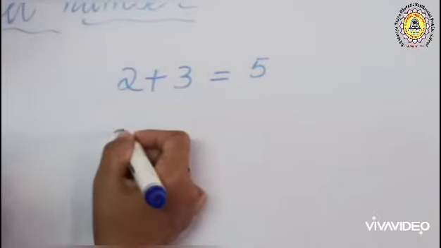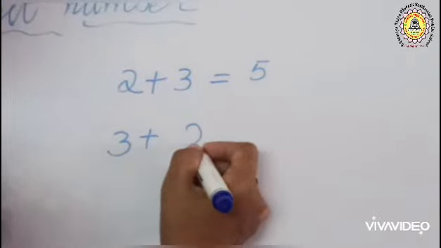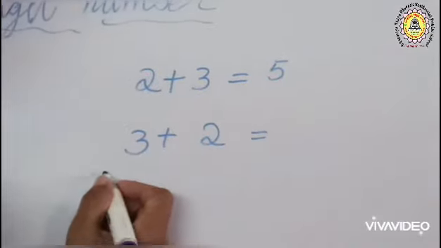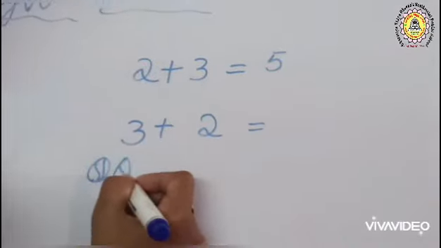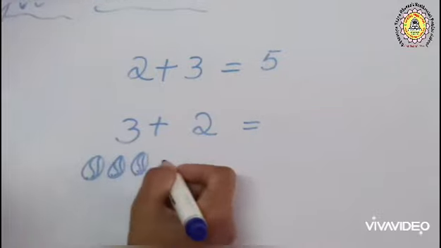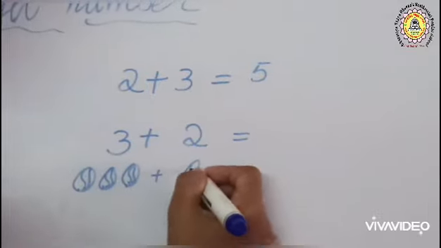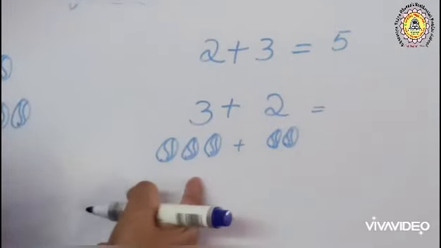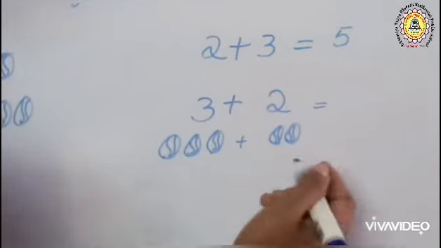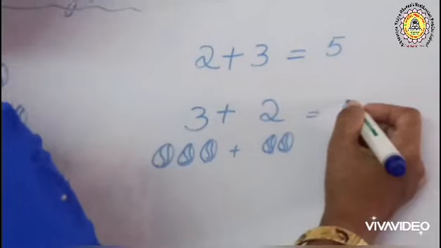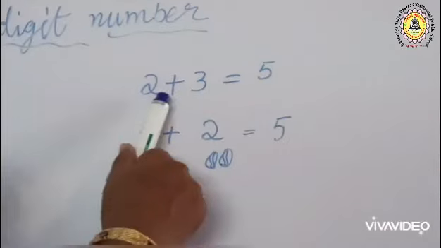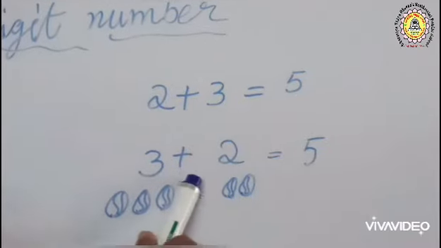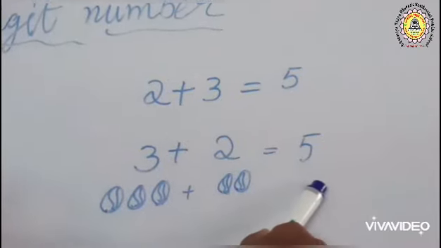Likewise, 3 plus 2 is equal to how much? Let us see. 3 balls plus 2 balls. 1, 2, 3, 4, 5. Here also we get the same answer. 2 plus 3 is equal to 5. 3 plus 2 is equal to 5.